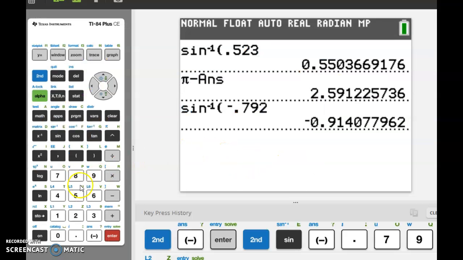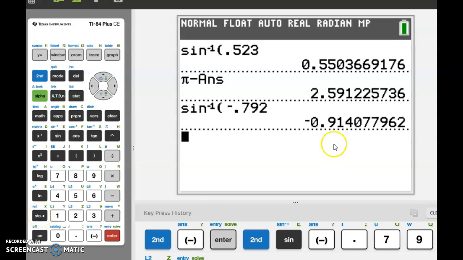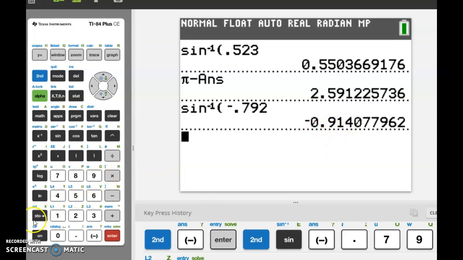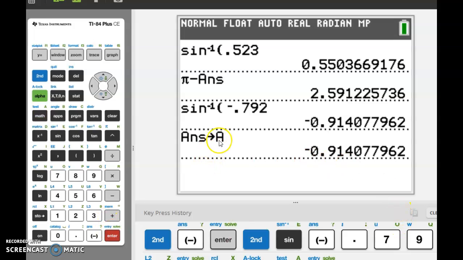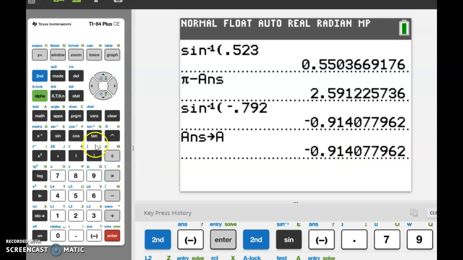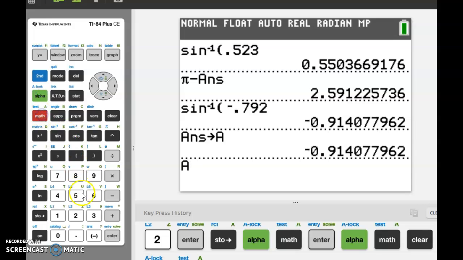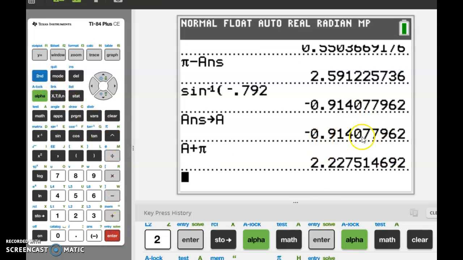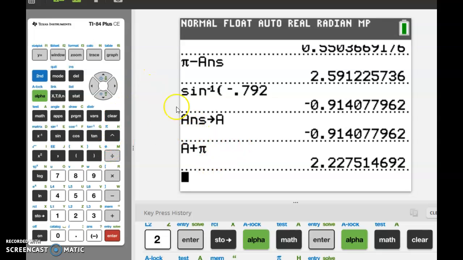And what I'm actually going to do is hit the store key. I want to reference back to this several times. So if you hit the store key, and I'm going to pick one of my green letters here, like alpha A, that's exactly what those keys are used for. Anytime I want to use this number again later, I just have to use A. So for instance, if I want to do that number plus pi, it'll take that negative 0.914 and add pi to it, and things like that.